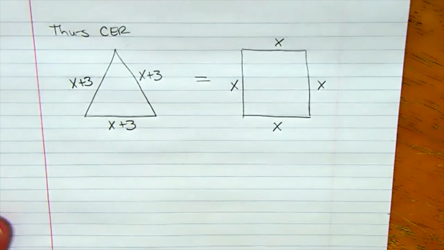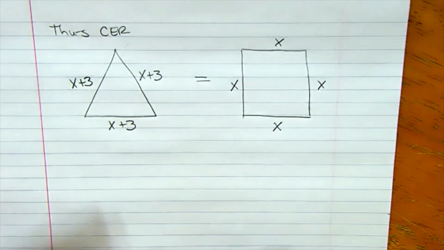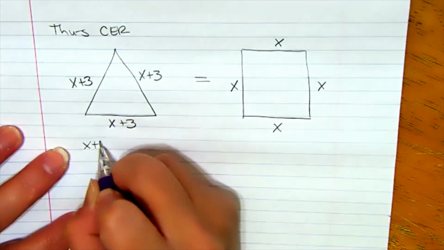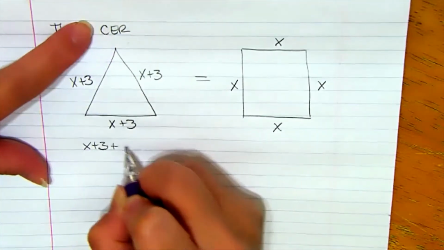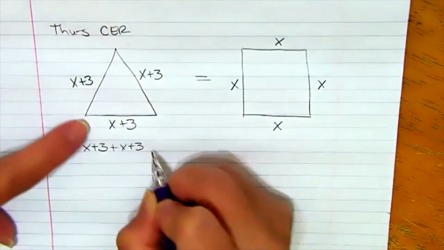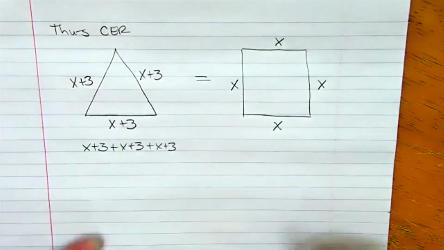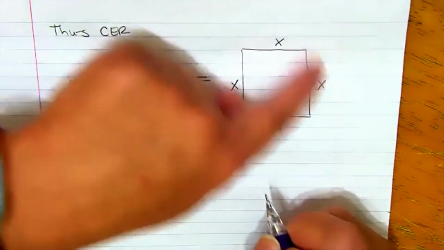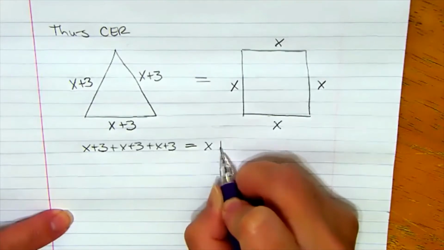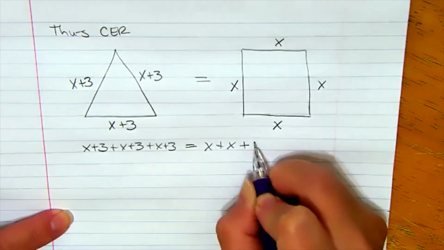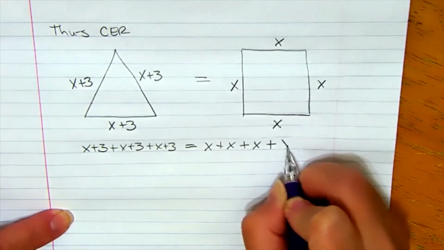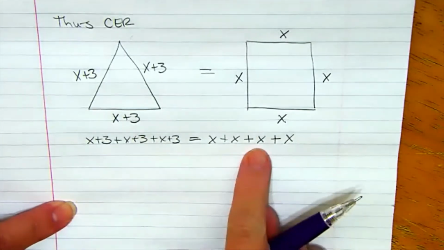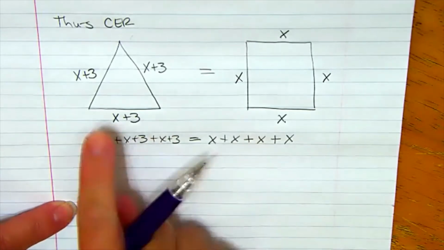So the problem does not have to provide us with a picture. We can create our own. So now perimeter is side A plus side B plus side C. This perimeter is equal to this perimeter, side A plus side B plus side C plus side D. So here's the equation for this problem.